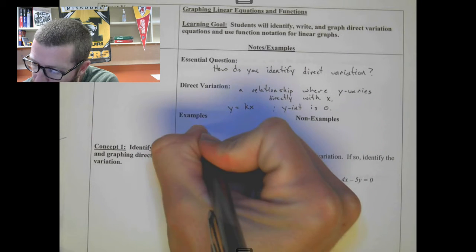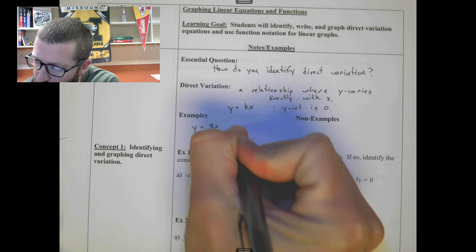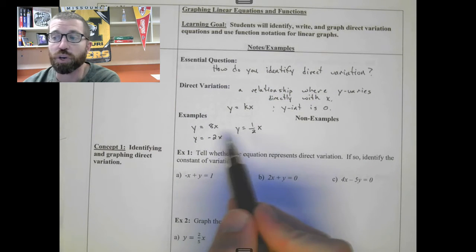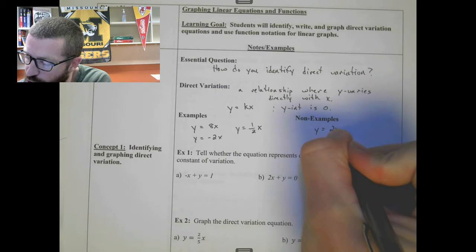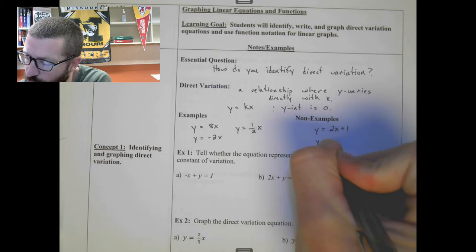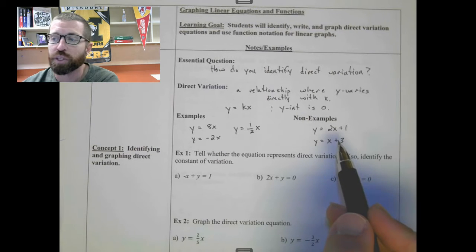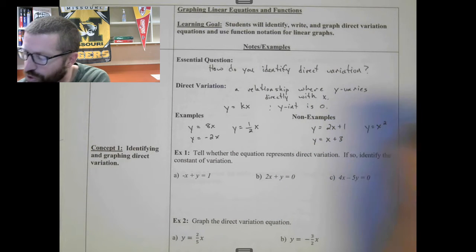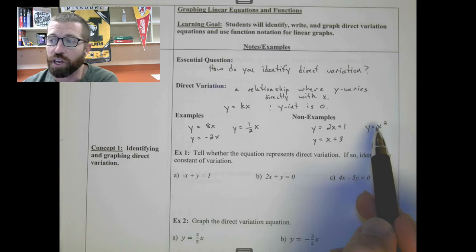So something like y is equal to 8x, or y is equal to negative 2x, or it can be a fraction too, like 1/2 x. These are all examples of direct variation. If you had y is equal to 2x plus 1, or y is equal to x plus 3, those are non-examples of a direct variation. Also, although we haven't really looked at this yet, if it has a different exponent or another type of function, it's not direct variation.